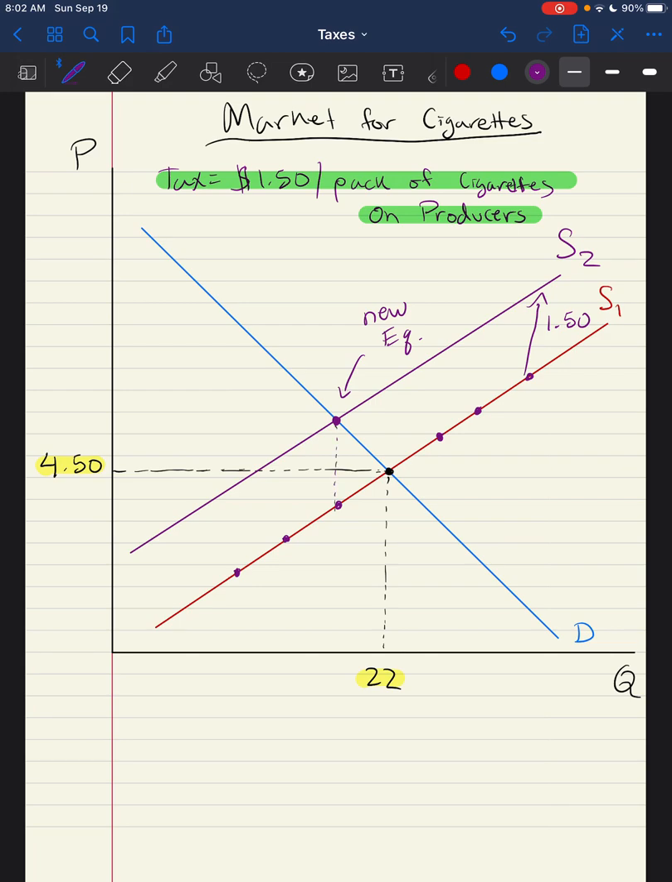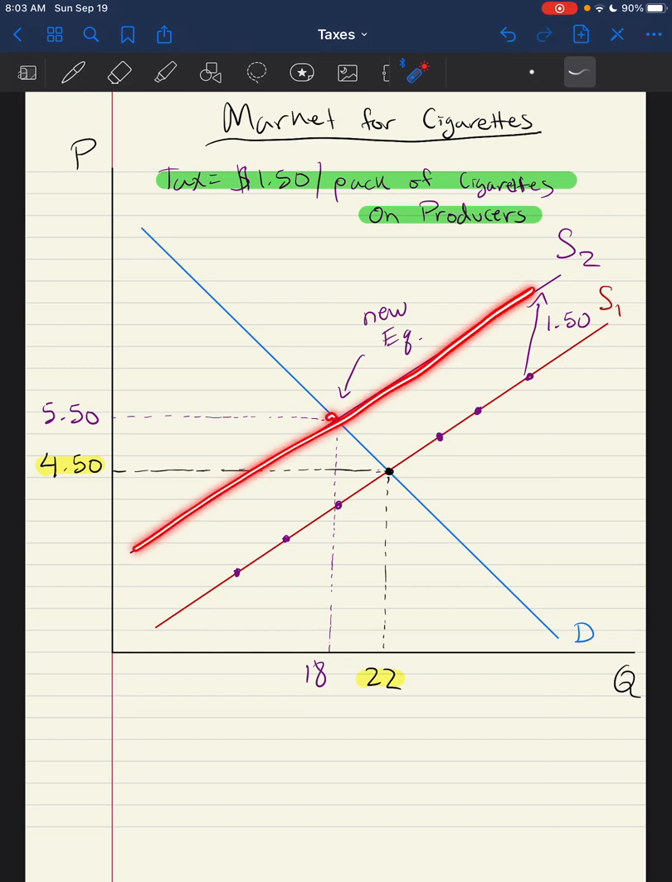Now we have a new quantity that is being bought and a new quantity that is being sold. Let's say that this is $5.50, so we're just going to write $5.50 here. And let's say that this X value is 18, so 18 cigarettes. Does this make sense? I would say so, because our new supply curve has shifted to the left, and it intersects our demand at this point right here. The quantity being bought and sold is decreasing, but the price is increasing. That is what we expect to happen.